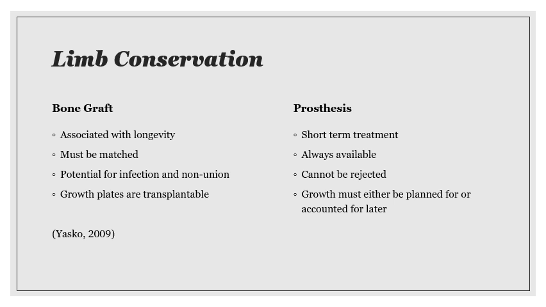But a major advantage is that in younger patients who are still growing, growth plates can be transplanted into the patient. The opposing option is prosthetics, which is a shorter term treatment. It's definitely not as durable as the actual bone, but it's always available because it's manufacturable, and because of the way that it's implanted, it's more difficult to reject. However, when it comes to prosthetics, the growth must either be planned for by using a larger prosthetic early or accounted for with adjustment surgeries later on.